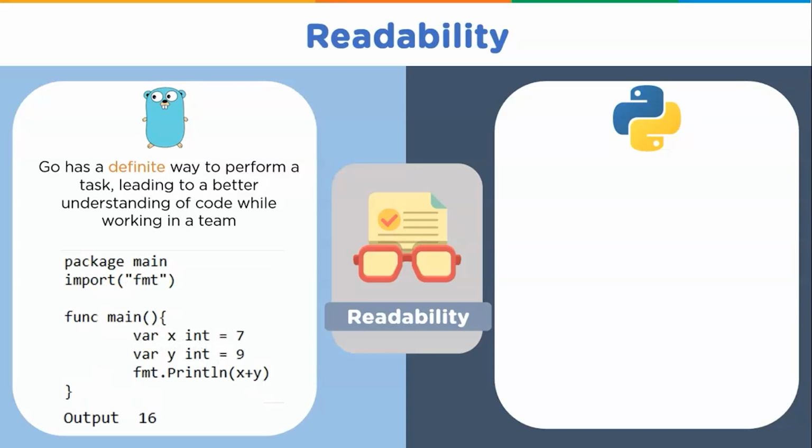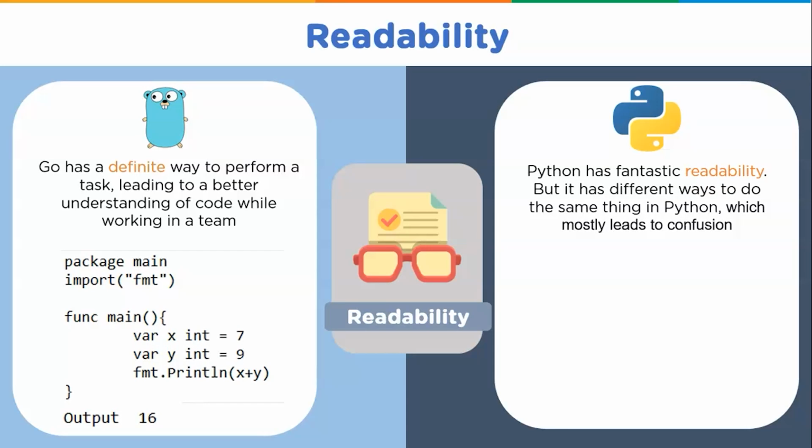On the other hand, Python sure has fantastic readability, but there are probably 10 different ways to say the same thing in Python, which mostly leads to confusion whenever the script is big or while working in a team. Here we can see a simple example of adding two numbers, that is 7 and 9, in both the languages. In Golang, there's a definite way to write the code, whereas in Python, you can write in different forms, but the readability is really fantastic.